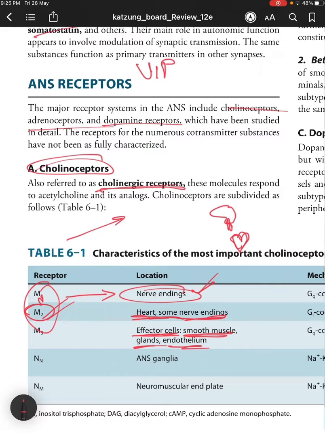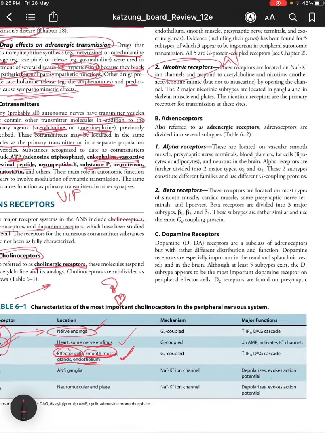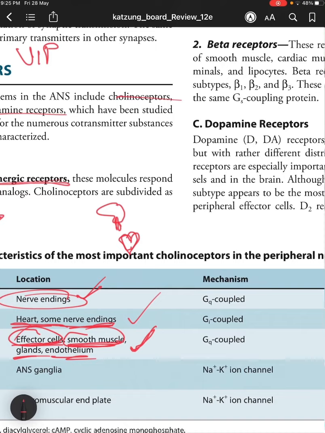Okay, if your heart says okay, if your heart allows you to like it, if you love it with the help of your heart, then you can eat it. Or eating is an effector cell activity, such as smooth muscles, glands, endothelium, etc. So you can remember 1, 2, 3 as Q, I, Q.